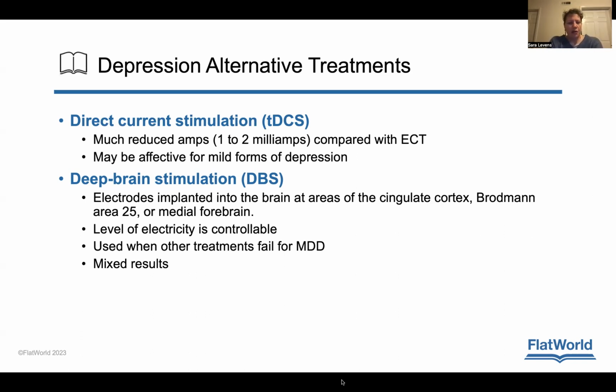Then you can also have deep brain stimulation, which is, of course, very invasive. This is when electrodes are implanted into the brain at areas of the cingulate cortex, which I was speaking about earlier. It's sort of deeper inside. Or the medial forebrain. Again, the forebrain is this area right here, and medial is the middle. So it's stuff that is right smack in the middle here, but a little bit more back into your head. And the level of electricity is controllable.